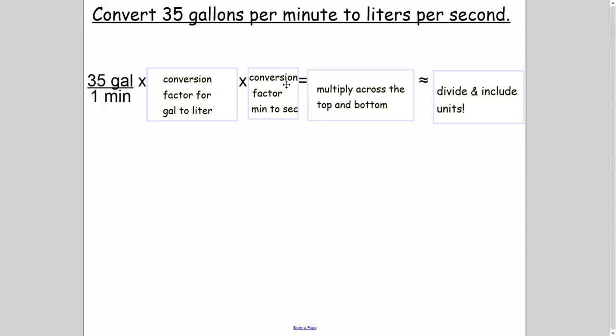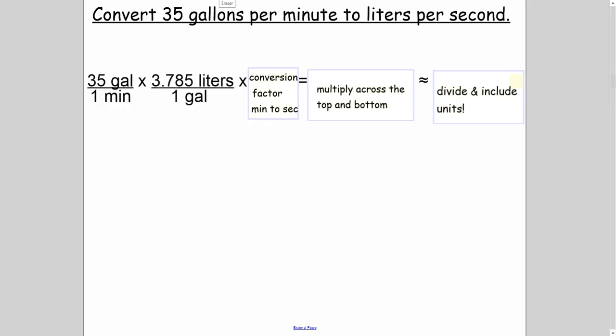All right. Convert 35 gallons per minute to liters per second. Going to get rid of gallons on the bottom and go to liters on the top. And I find that conversion on my sheet. Now I'm going to get rid of minutes.